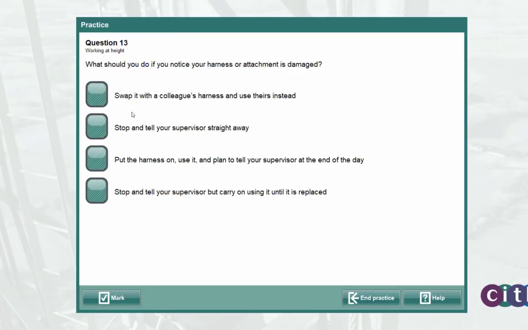What should you do if you notice your harness or attachment is damaged? Swap it with a colleague's harness and use theirs instead. Stop and tell your supervisor straight away. Put the harness on, use it, and plan to tell your supervisor at the end of the day. Stop and tell your supervisor, but carry on using it until it is replaced.